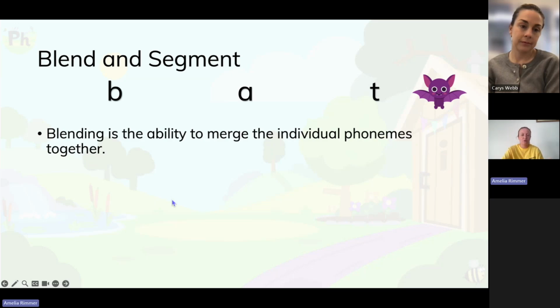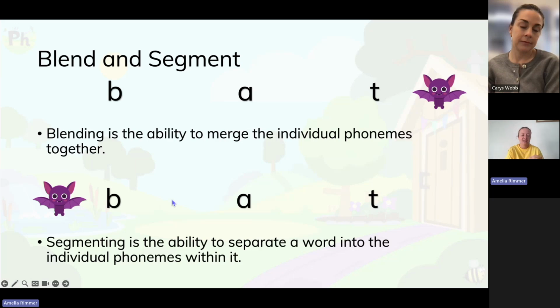Segmenting is the opposite. We'll go in the reverse. We start with the word bat, and then we separate it into the individual phonemes. So bat, b, a, t, separating it out. So segmenting is the ability to separate a word into the individual phonemes within it. Now, blending is the key skill that we're going to be focusing on today with the Phonics Screening Check, but segmenting is the other one that links with it.